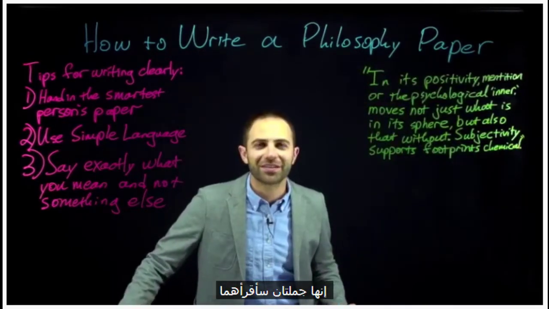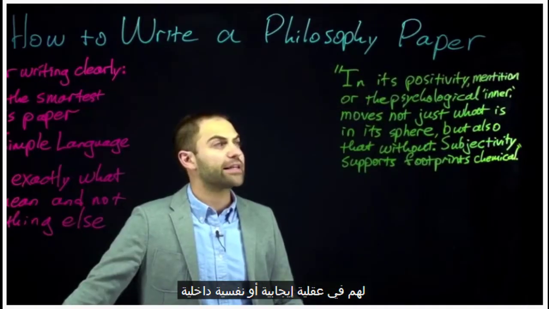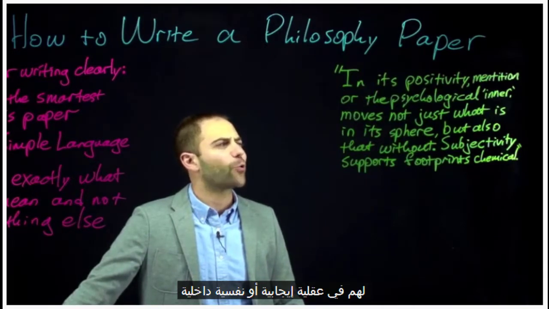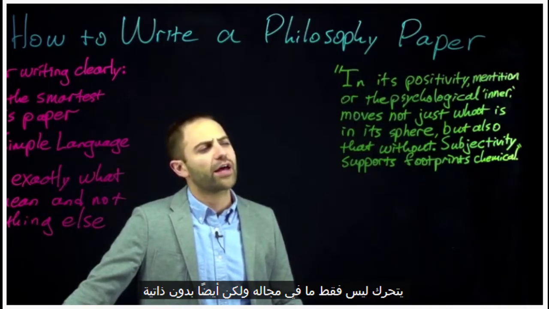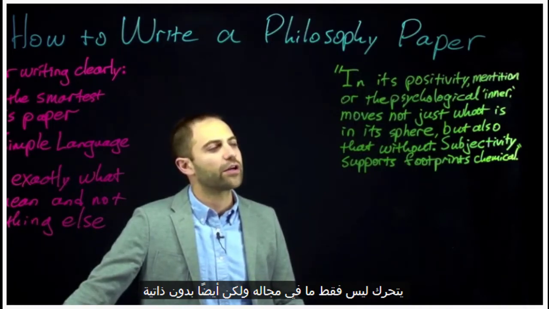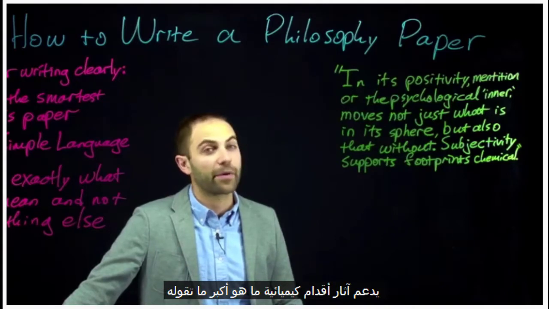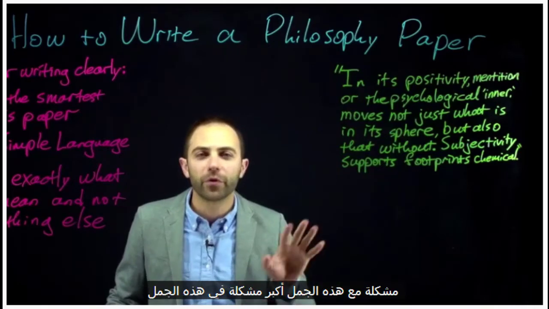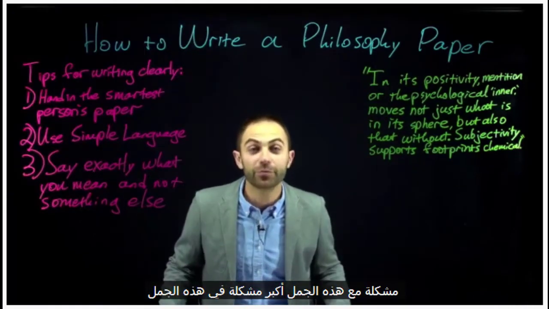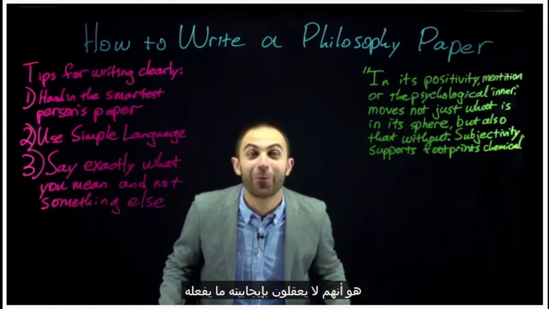It's two sentences. I'm going to read them. "In its positivity, mentation, or the psychological inner, moves not just what is in its sphere, but also that without. Subjectivity supports footprints, chemical." What would you say is the biggest problem with these sentences? The biggest problem with these sentences is that they don't make any sense.